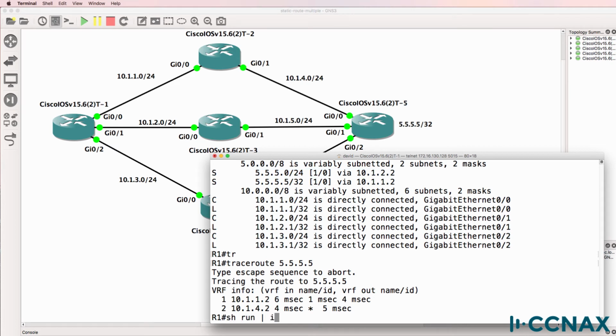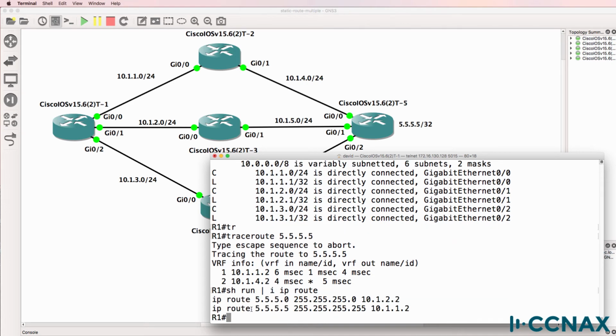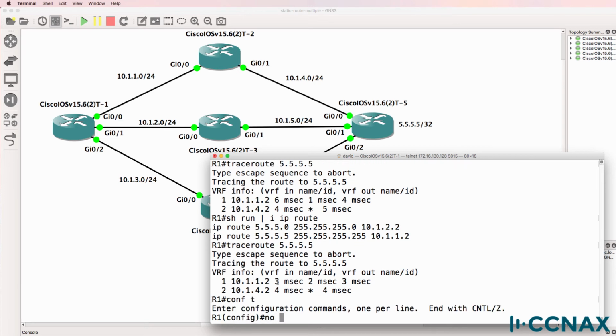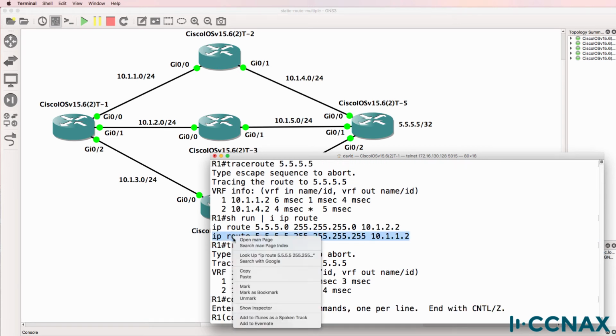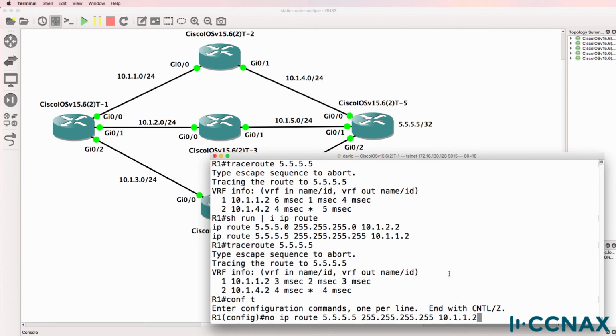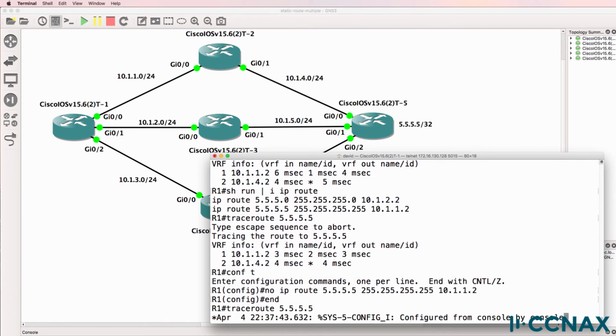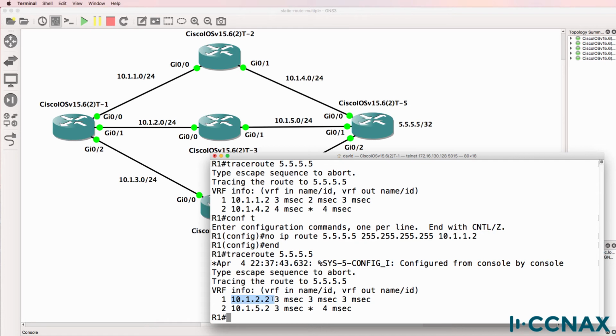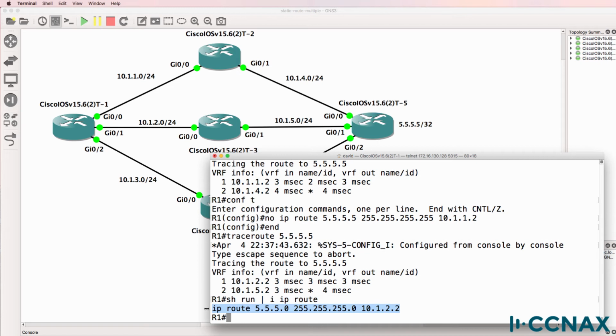Routers, when deciding where to route traffic, look at the longest match of a route. This route is a 32-bit match. This is a 24-bit match. So the traffic's going to go via 10.1.1.2. And we can prove that by doing a trace route. If we remove this route from the routing table and then do a trace again, notice the trace route is going via 10.1.2.2. But that's because we only have this route in the routing table.